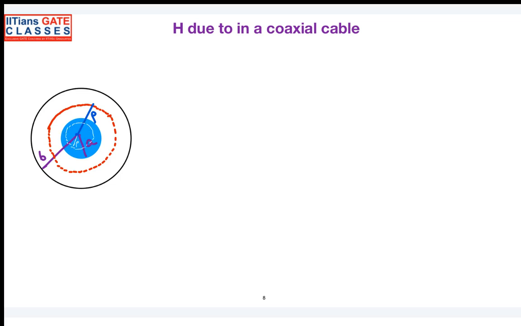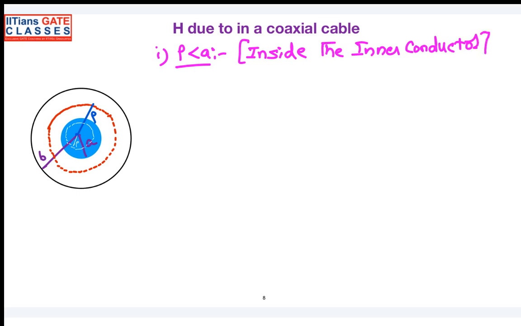So that's what I have done using Ampere's law. That loop has a radius of rho. So I was calculating the magnetic field intensity at a distance of rho within the inner conductor. So the first case is rho less than a, you are inside the inner conductor. Can you tell me what is the current enclosed? Can anybody tell me what is the current enclosed in that loop? This is the loop I have considered. How much current is enclosed?